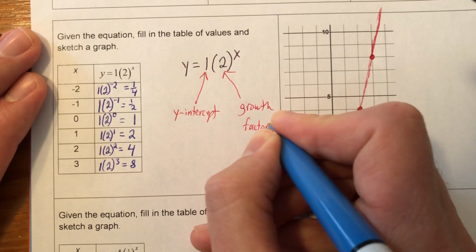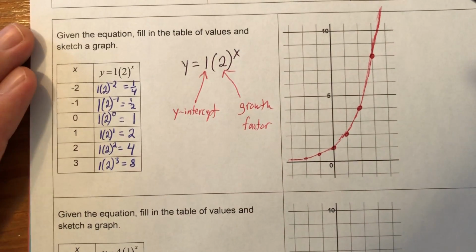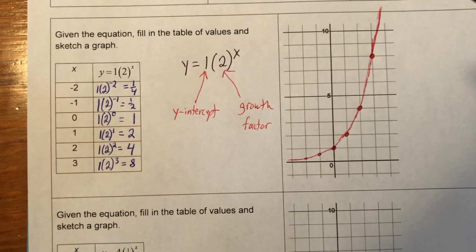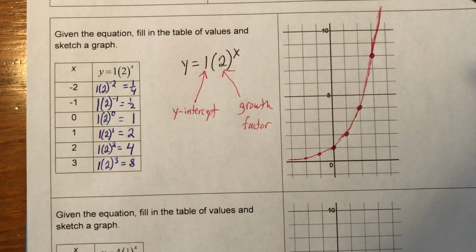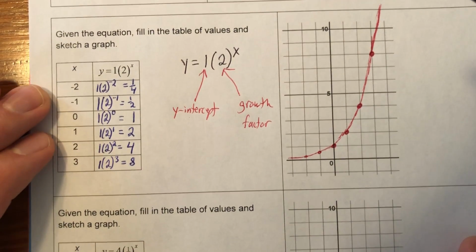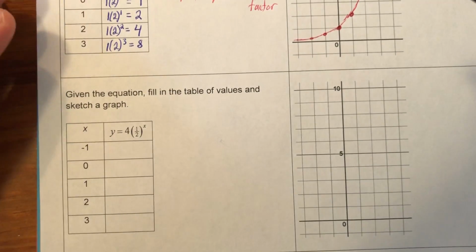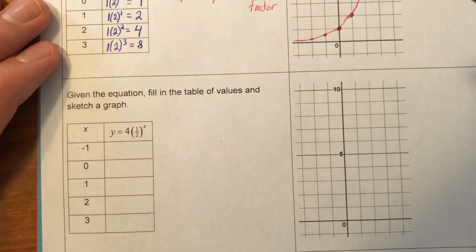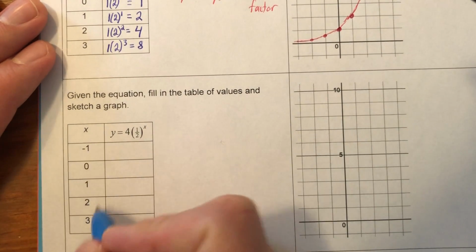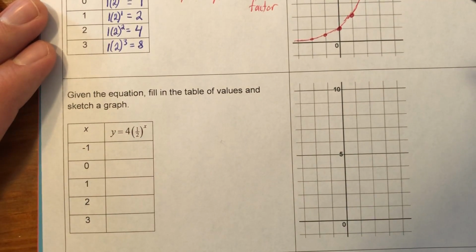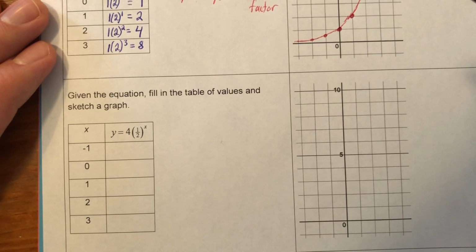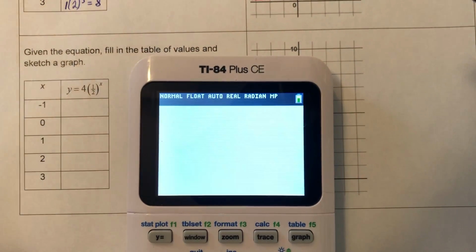And you might be like, growth, how do I know it's growing? Well, look at the graph. It's going up, right? The next one's not going to go up. The next one's going to go down. And we're not going to have a growth factor. We're going to have a decay factor. Okay, so let's do it. We're going to plug these values in here, and when we do, I think it would benefit us to start using the calculator just a little bit, so let's do it.